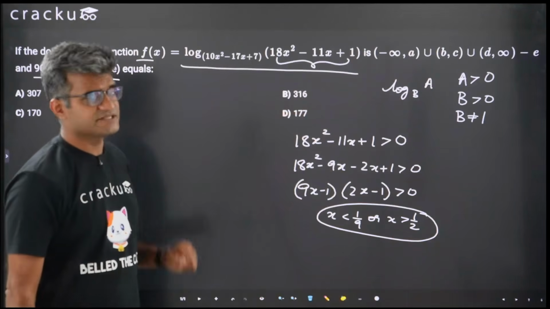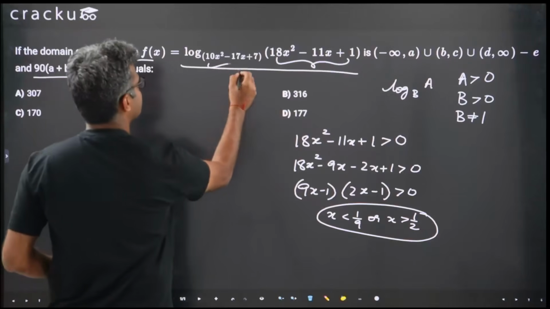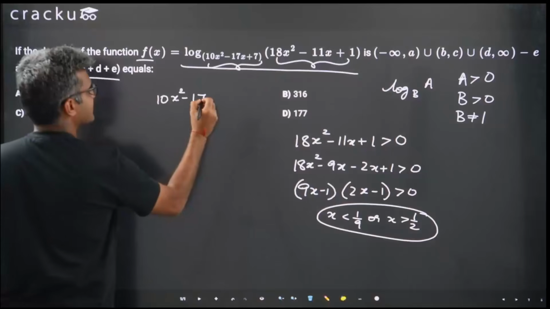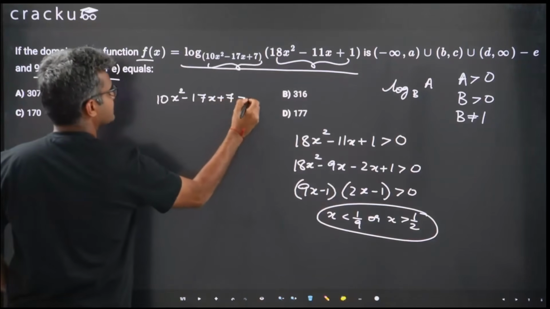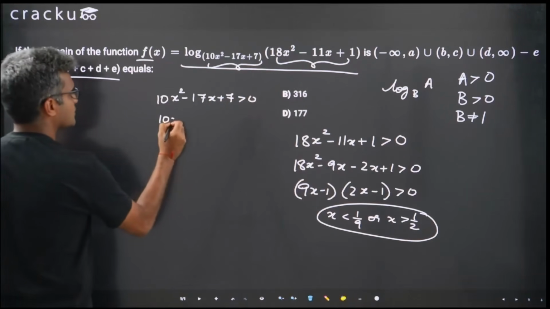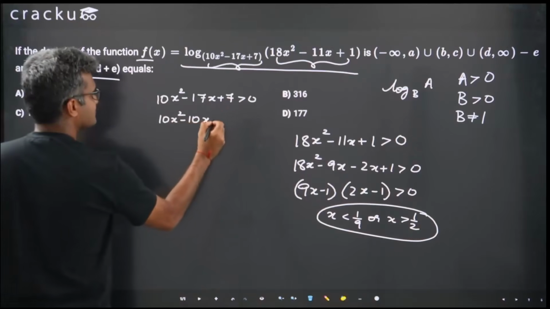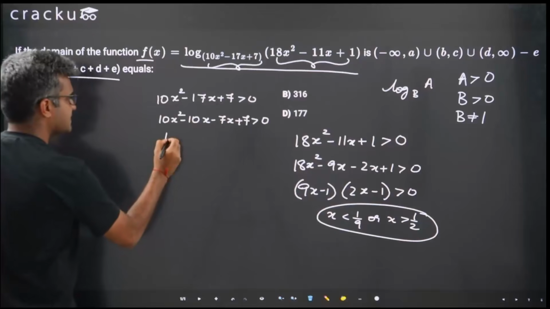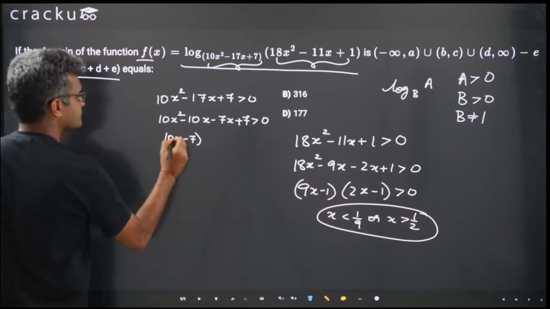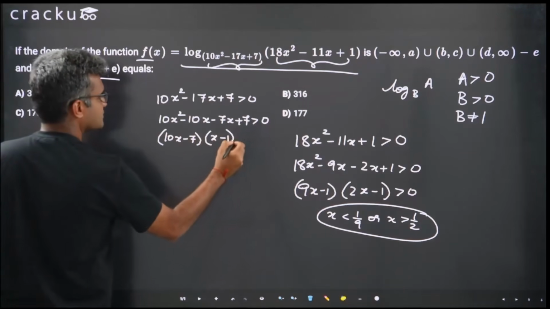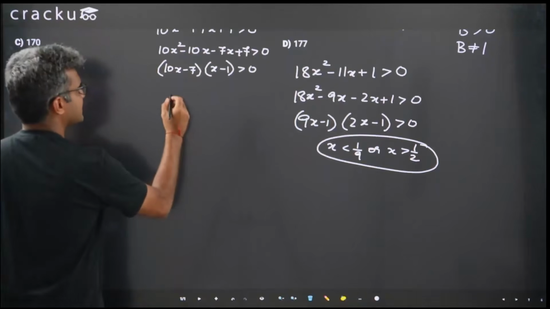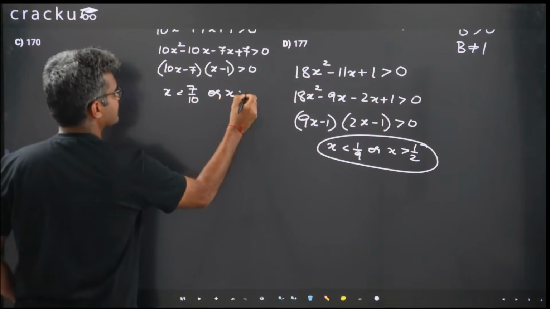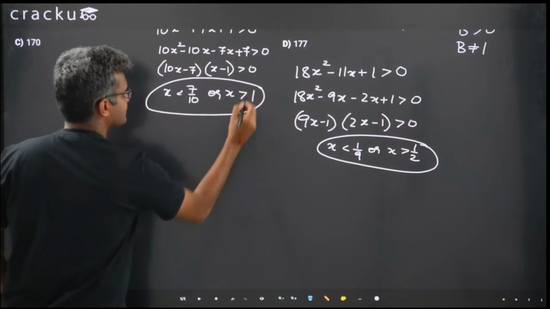When is the base greater than 0? Base is 10x square minus 17x plus 7. So we want 10x square minus 17x plus 7 to be greater than 0. Or we want 10x square minus 10x minus 7x plus 7 to be greater than 0. This is 10x minus 7 into x minus 1 should be greater than 0. So we want either x to be less than 7 by 10 or x has to be greater than 1. This is the case where the base is greater than 0.